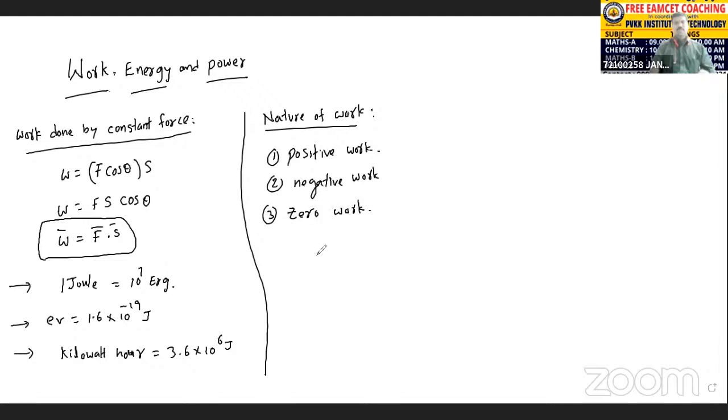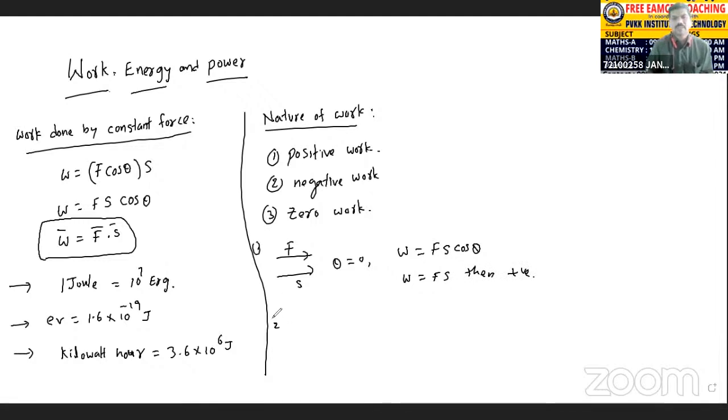Positive work: force and displacement are both in the same direction. Force F and displacement S are in the same direction, so theta is equal to 0. W is equal to Fs cos theta. Theta is 0, cos 0 value is 1, so W is equal to Fs. Then work is positive.